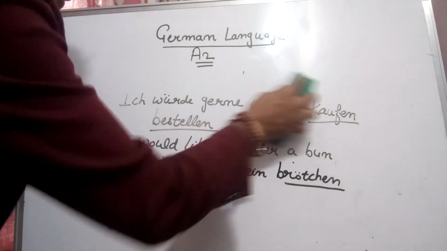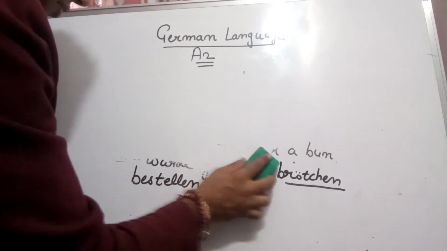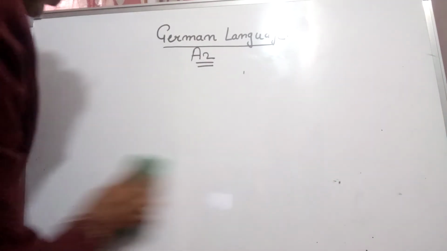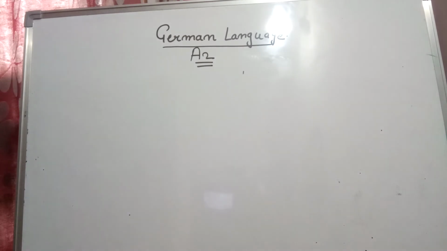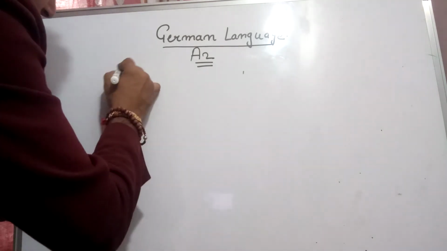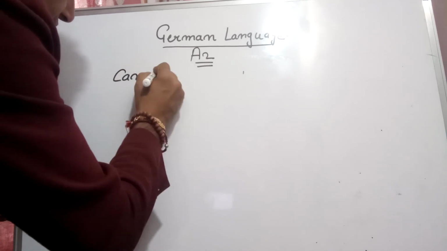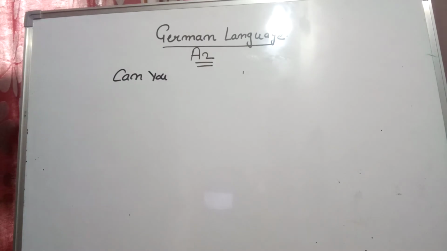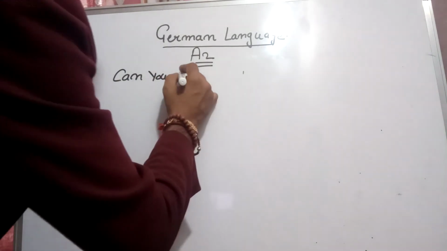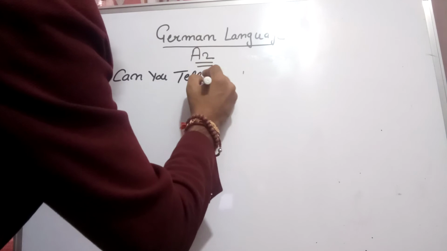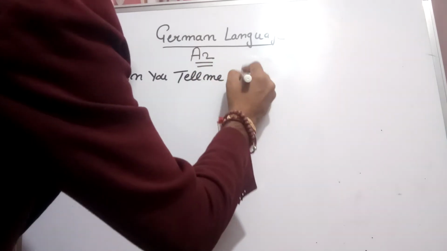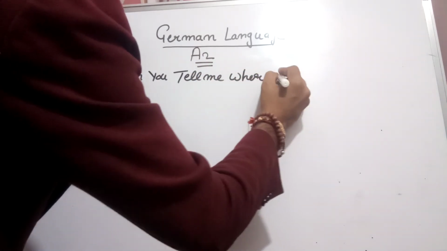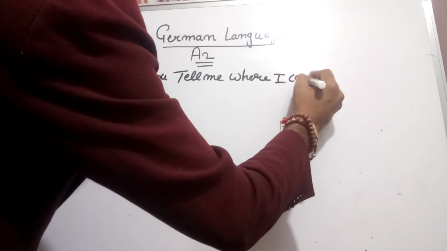So speak up: Ich würde gerne eine. Here we have eine. Okay, würden. Würden. Okay, and bestellen. Order. Is that clear to you?